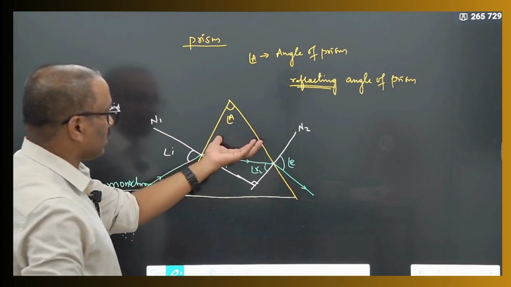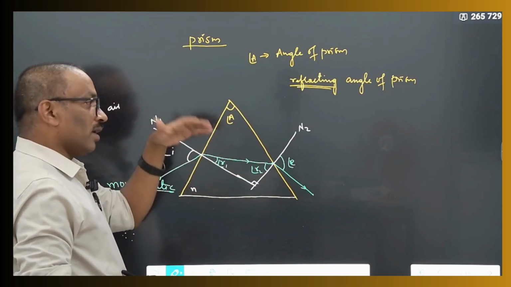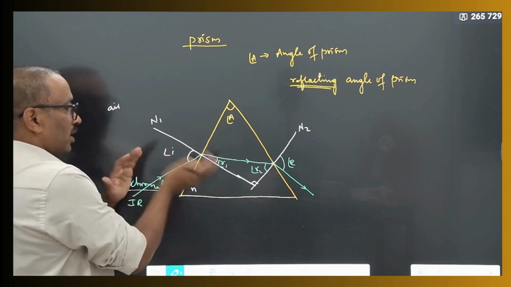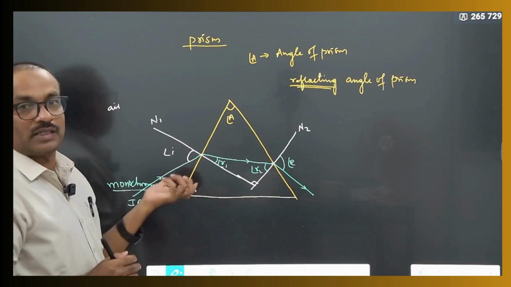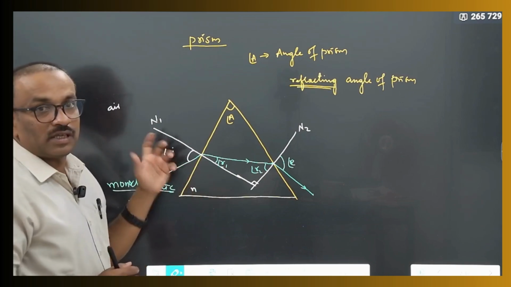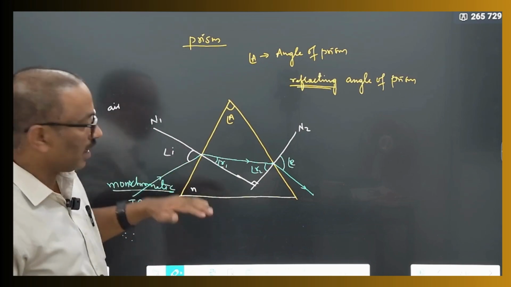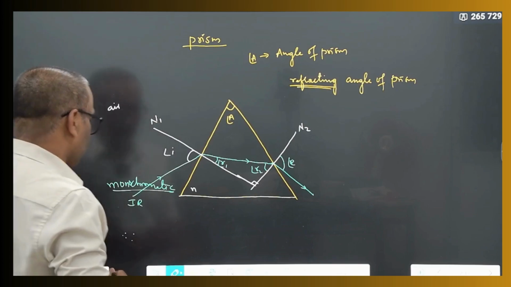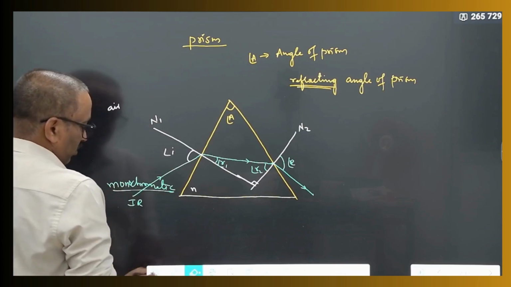your prism is made of glass, maybe placed inside some liquid. At that time you have to look at the refractive indices and decide which is optically denser and which is optically rarer, then you have to draw the ray diagrams. Clear? Now, one more observation you can see.